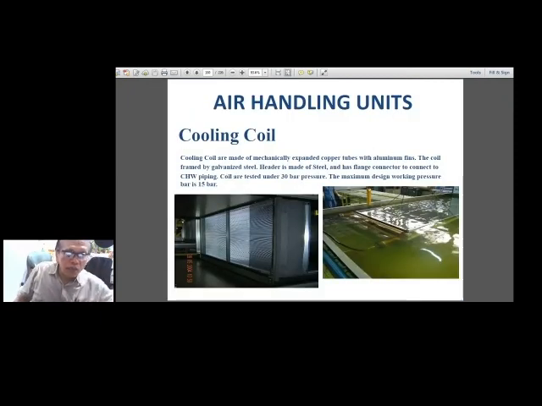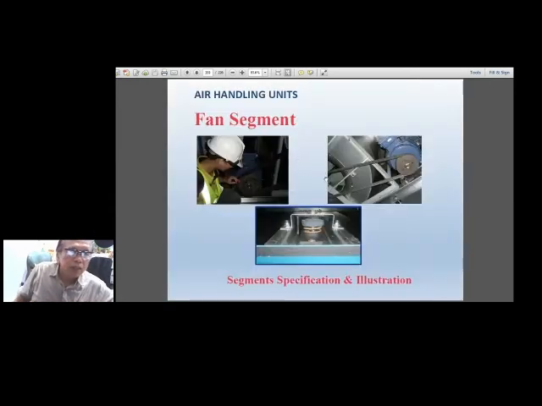Okay, centralized air conditioning. Air handling units. So air handling units, umiikot lang yung kanyang tubig. Pinabalik niya dun sa fan. Tapos yung ventilador naman para ipaspas niya yung hangin. Okay, so air handling units, yan.